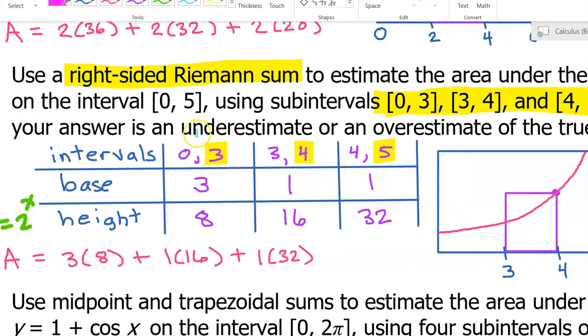Before we move on, it's time to decide if this Riemann sum is an underestimate or an overestimate. Looking at our little picture, you can already tell this is an overestimate. This rectangle has captured all of this extra area, which is not under the curve. So this will be an overestimate.